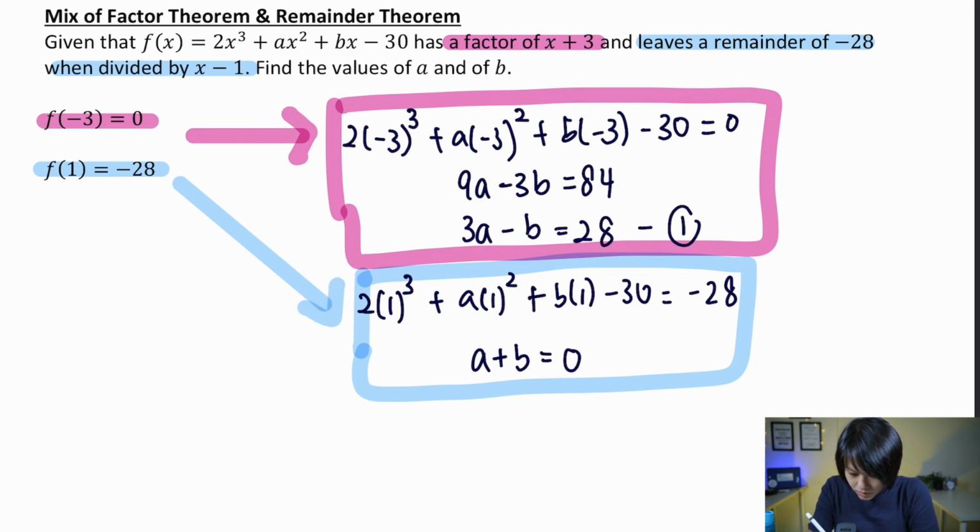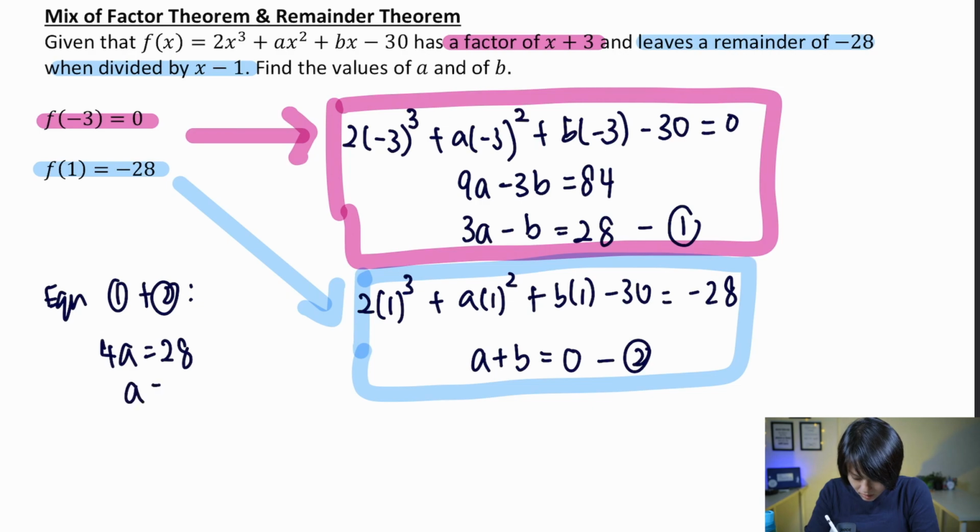Now we're going to solve equation 1 plus equation 2. We realize that 4a is equal to 28, a is equal to 7. Substituting this back into equation 2, we'll have 7 plus b equal to 0, and therefore b is negative 7. So this is how we apply factor and remainder theorem in polynomial.